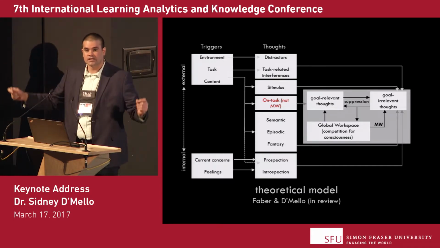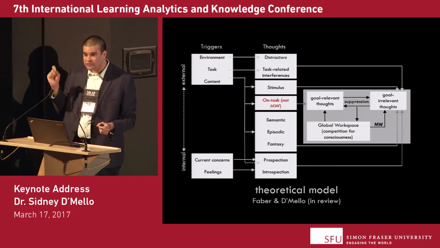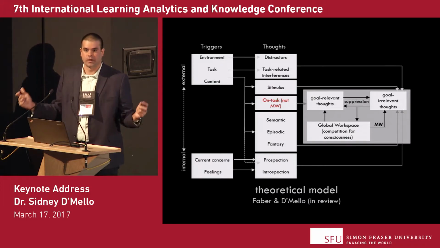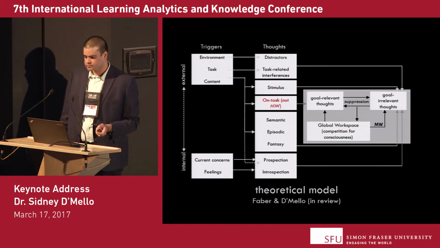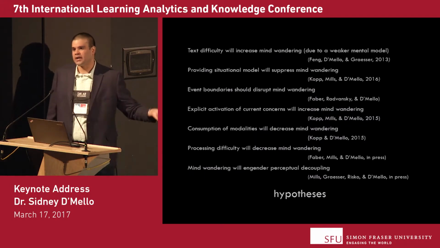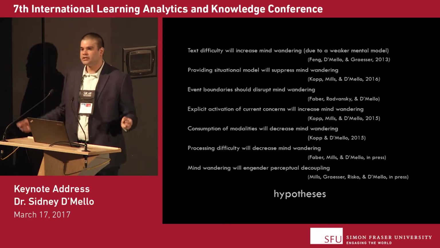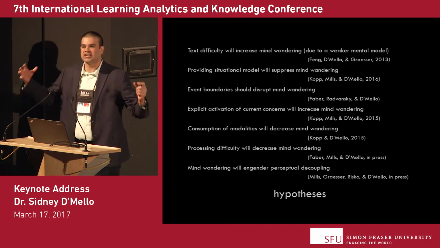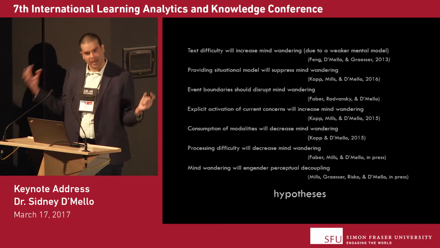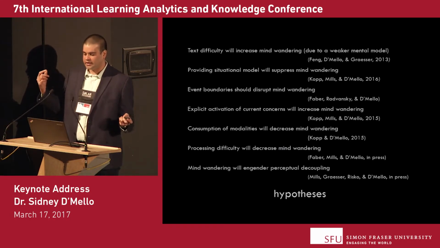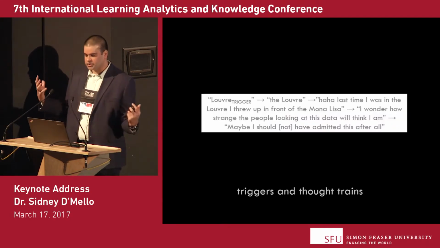When you do learning in a semantic oriented space, about half your thoughts are actually directly driven by the content. And that's what our data is showing in this paper under review. We've actually done many studies to confirm this model. I won't get into them specifically, but we really got the greatest insights when we just asked people, tell us what you're thinking when you're mind wandering, and then we did content coding on them. And here's, for example, an example showing triggers and thought trains.